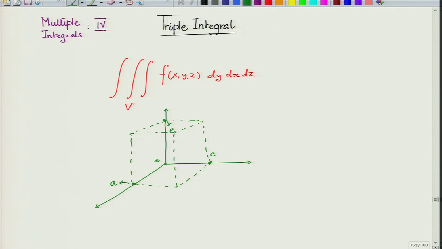So what do I do? Construct a very small elemental volume, a very small rectangular parallelepiped whose length, breadth, height are dx, dy and dz. So this is what we will call the elemental volume dV. So what is dV? dV is written as dx dy dz, length, breadth into height. That is what dV is.